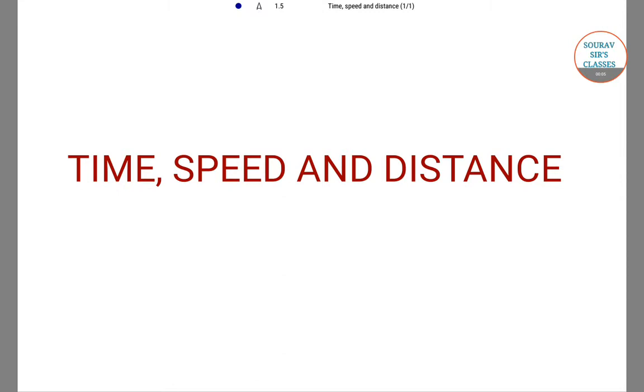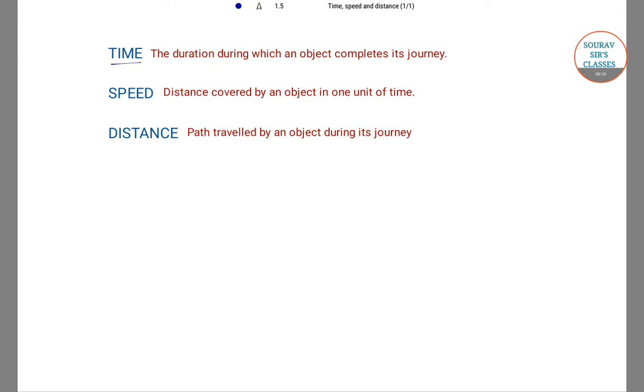The topic of this video is time, speed and distance. So let us start with the introduction of these terms. Here, time is defined as the duration during which an object completes its journey. Speed is the distance covered by an object in 1 unit of time, and distance is the path traveled by the object during its journey.